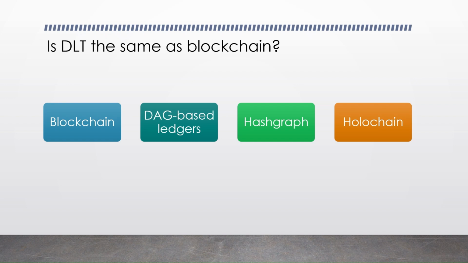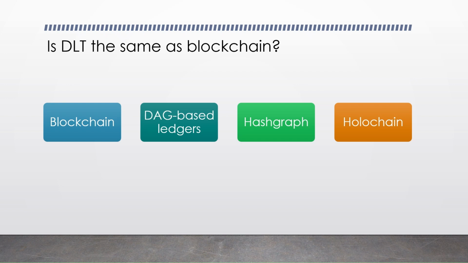So one question when we talk about DLTs is: is DLT the same as blockchain? Well, this is kind of yes and no, right? So I look at it like this. A blockchain is a DLT. A blockchain is a type of decentralized ledger technology, but a DLT is not a blockchain. Okay? DLT is a broad category, and blockchain is just one type of DLT.